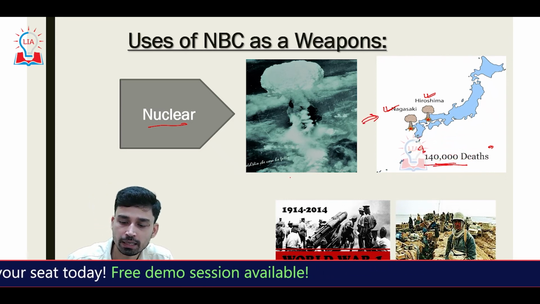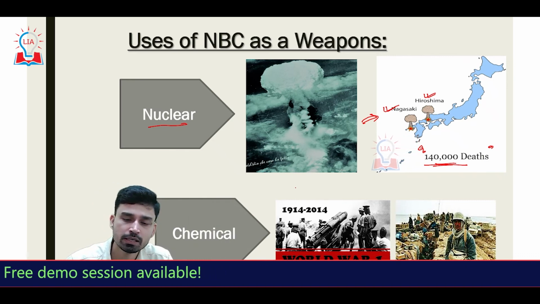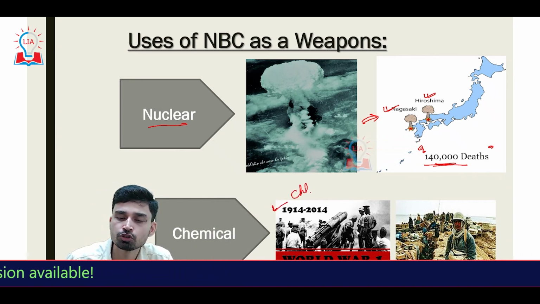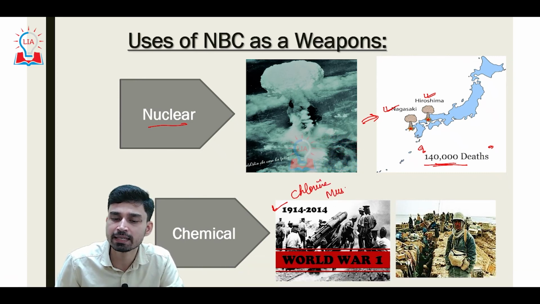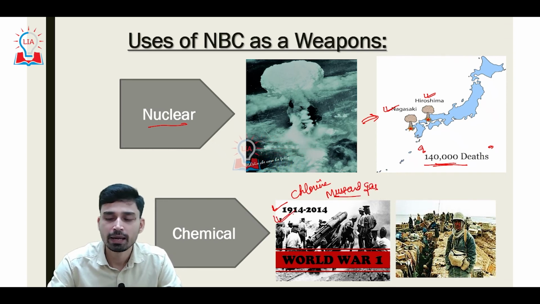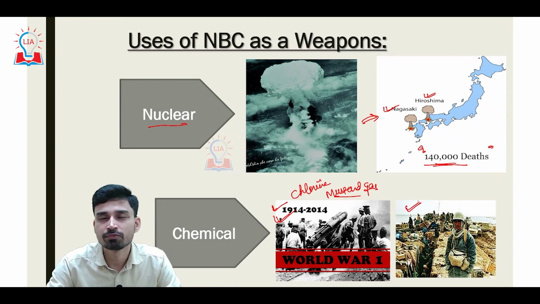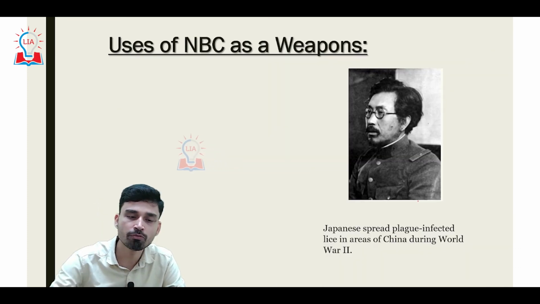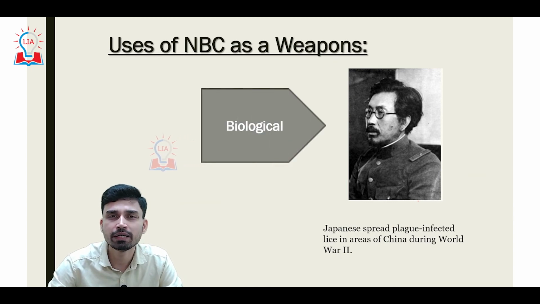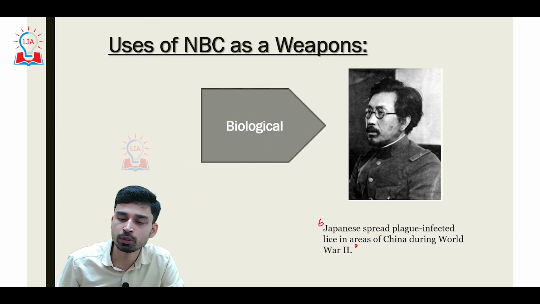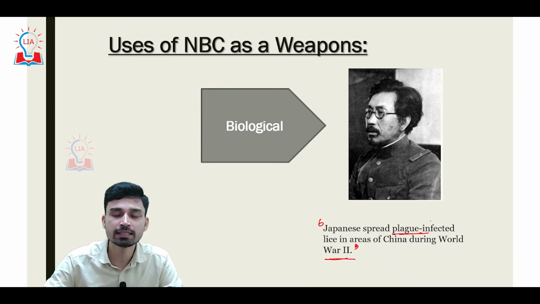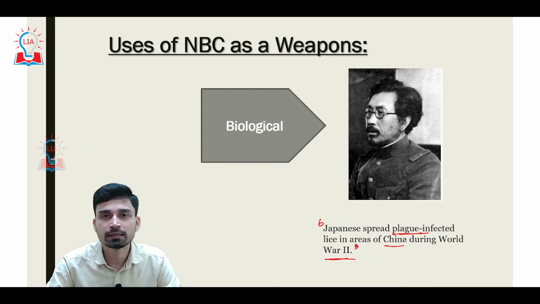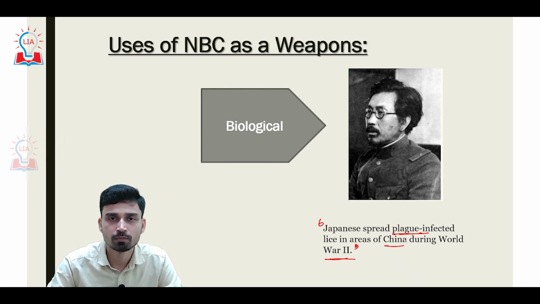Then, apart from that, if we talk about the use of chemical weapons, the most widely used chemical weapons have been chlorine gas and mustard gas, and these chemical weapons were used during World War I, and also during the Iran-Iraq war in the later phases. The use of biological weapons can historically be traced to World War II, when the Japanese military spread plague-infected lice in large areas of China, and that is the only recorded use of biological weapons as of now.